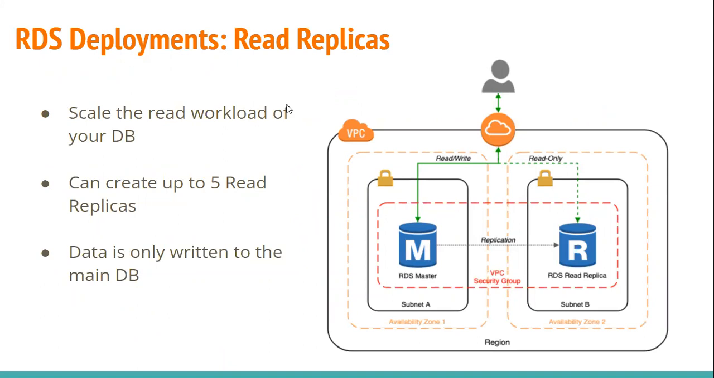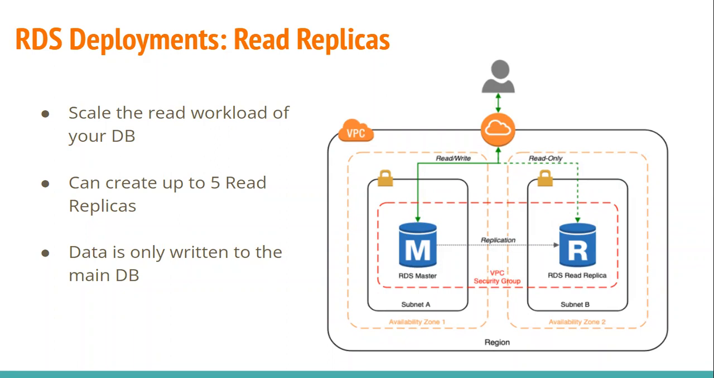So let's understand the RDS dependency and read replicas. Basically, this is to scale the read workload for your DB, as you can see in the diagram. There is the RDS master, where M stands for master. For example, you created one database on availability zone A, and you can have read and write permission on this particular master database service.